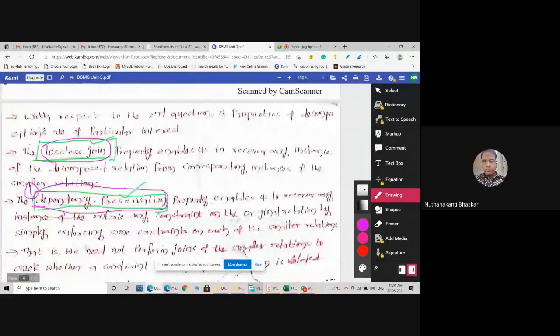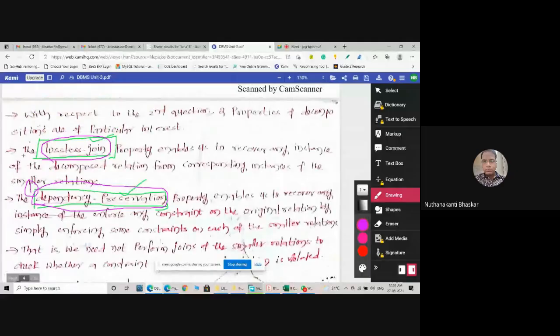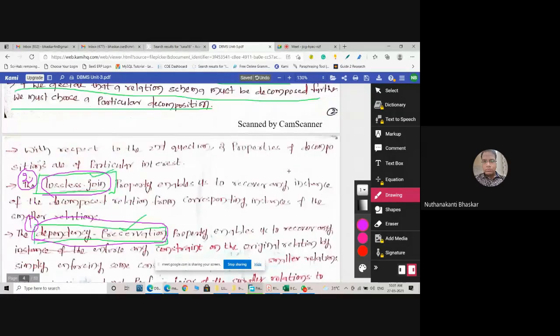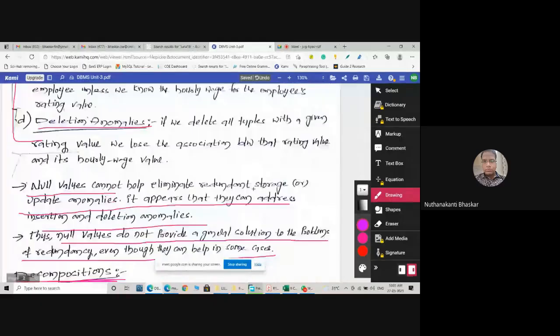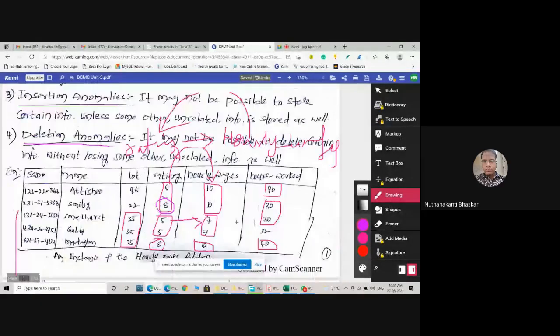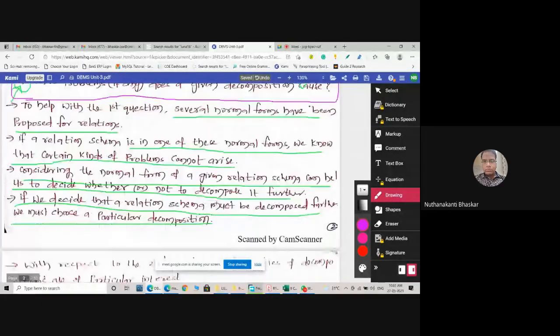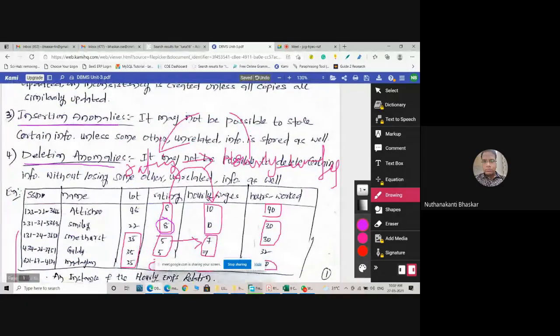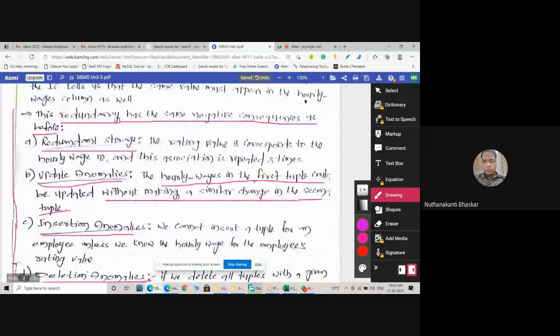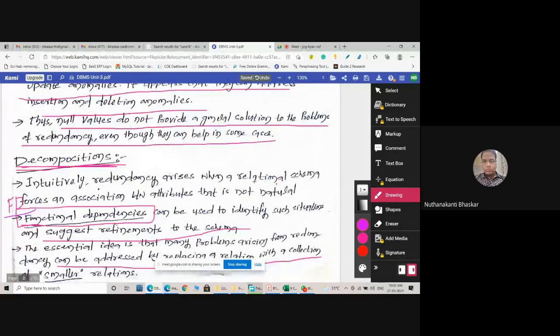The second question is the lossless join. After decomposition, you need to ask yourself, is that a lossless join? What is the meaning of lossless join? It means when you join these two tables, you must get the original table. So that is called a lossless join. When you are joining, no record is lost. That is exactly the intention of lossless join.